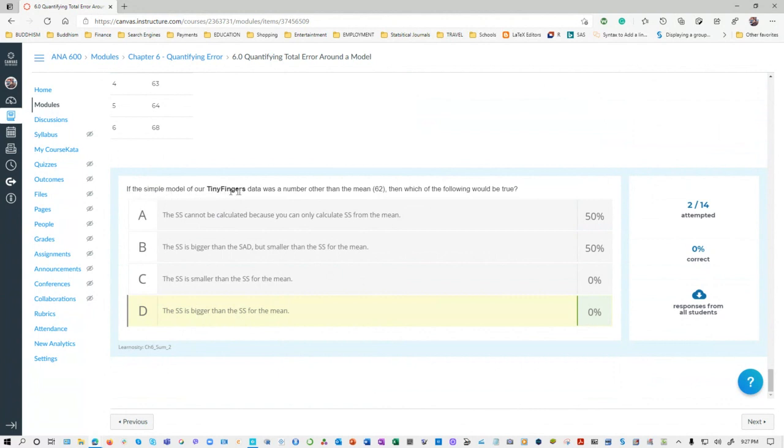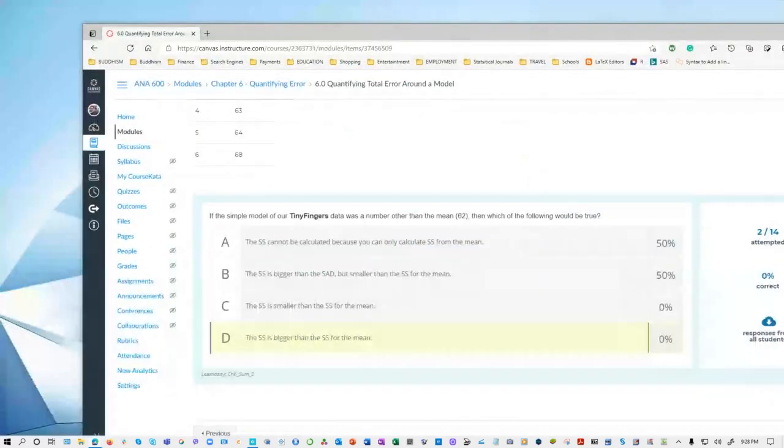If the simple model of our tiny fingers data was a number other than the mean, then which of the following is that one? What does that mean? What are they trying to say here? It's very interesting. They say that instead of that mean, if you by any chance pick another number to model this data set, which one will give you the sum of squared deviation or sum of squared residual?